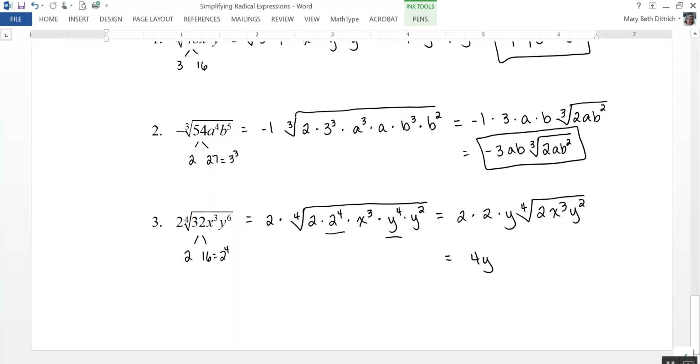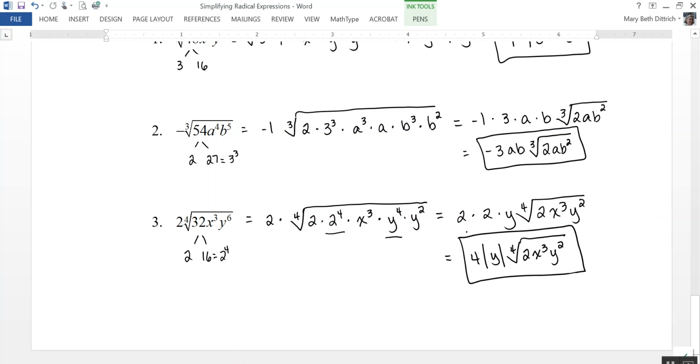4y. Oh, now wait a minute. I do need to look at absolute value bars because I have an even index, and I'm taking it of an even power, and I'm getting an odd result here. So my y does need to be in absolute value bars, times the fourth root of 2x cubed y squared. And there's my final answer.